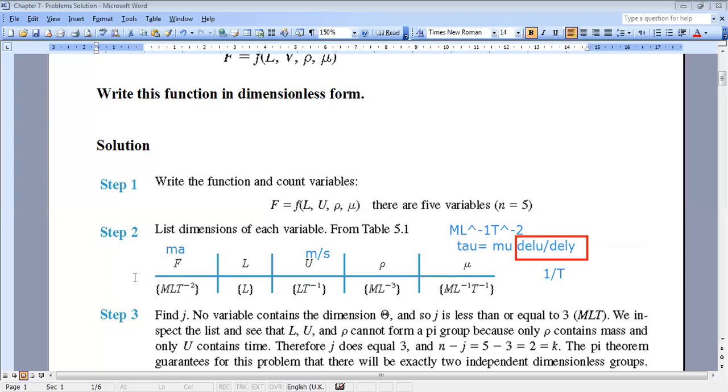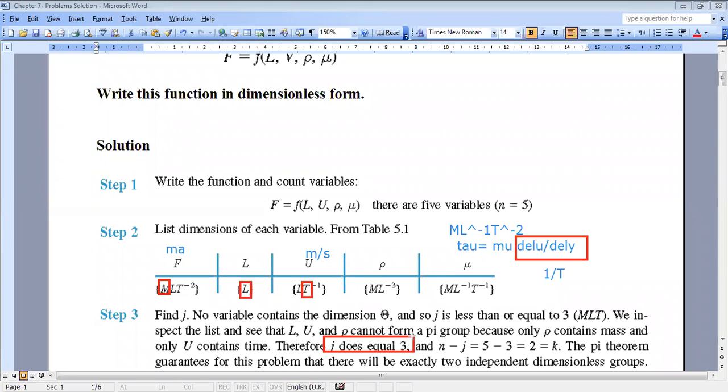Okay, so now we determine the dimension of all our variables. The second step is to determine the number of independent dimensions. Here in this problem, you have the dimension M, the dimension L, and the dimension T. So you have 3 dimensions involved: M, L, and T. This is why we say that J is equal to 3.